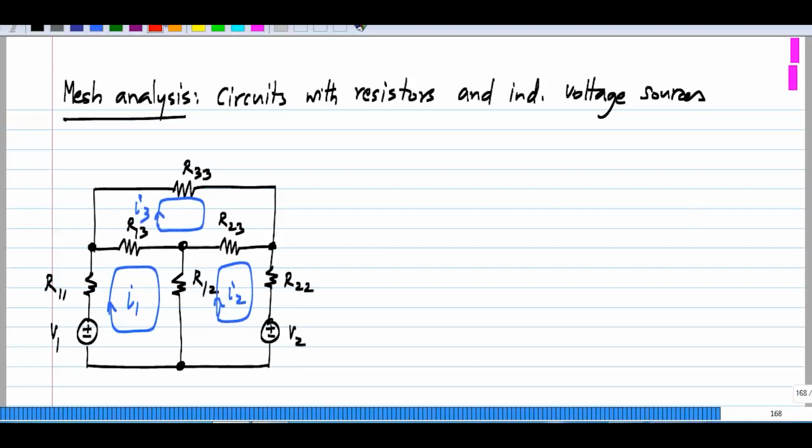As we saw, the current in this branch is I1, this is I2, and this is I3, whereas the current here is I1 minus I3, the current over there is I2 minus I3, and the current over there is I1 minus I2. So what I'll do is write Kirchhoff's voltage law equations around each mesh. Let me take mesh number 1.